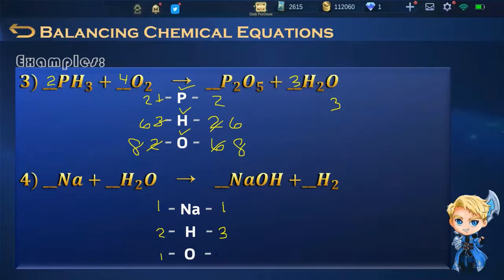And oxygen is 1. Now this time, which element should we balance? What's the choice? Hydrogen is the one not balanced. And don't be confused, can we use the LCM? No. Again, we can't use LCM if the element exists twice. We can't use the LCM because it exists twice.